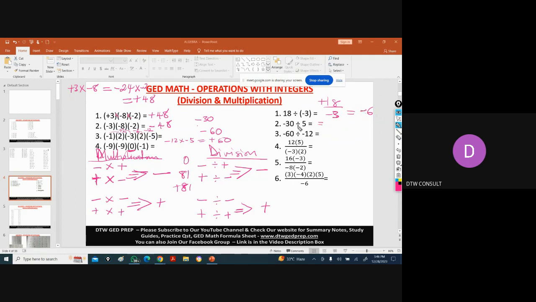This is a negative 30 divided by the positive 5. All right? Negative 6. Yes, a negative 6. What would the answer of this be? Positive 5. Good job. What would the answer for this be?